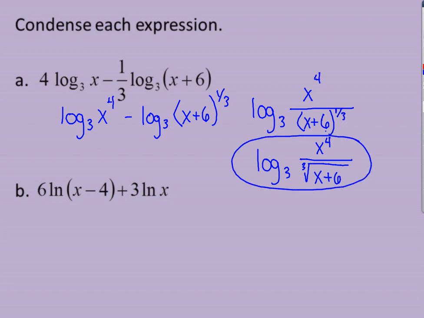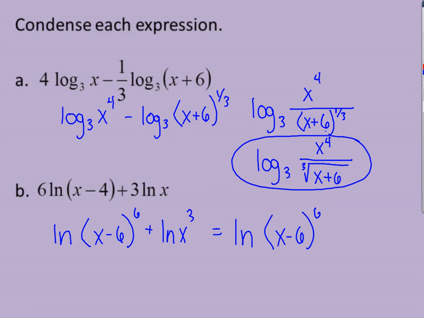So our expression condensed will just be the log base 3 of x to the 4th over the cube root of x plus 6. On the next one, we're going to get rid of our exponents first again. Sorry, we're not getting rid of the exponents, we're bringing them back. Remember, the multiplication up front does come back as your exponent when we are condensing. And addition changes to multiplication. So we're just left with x minus 6 to the 6th power times x to the 3rd.